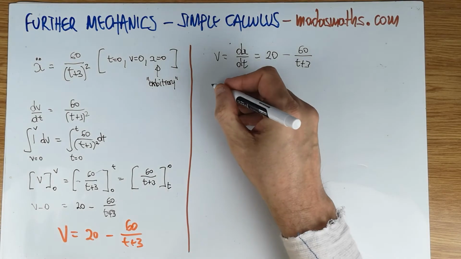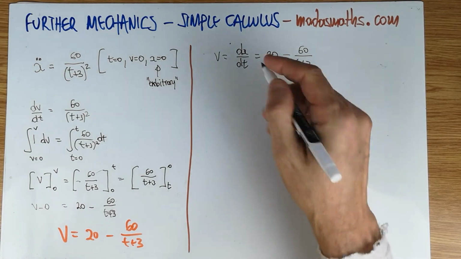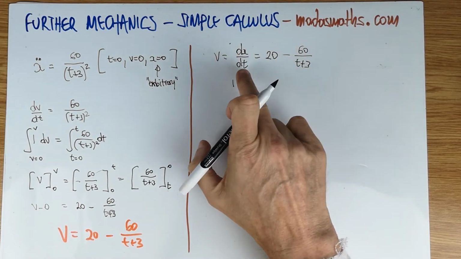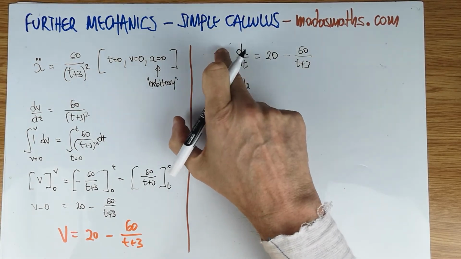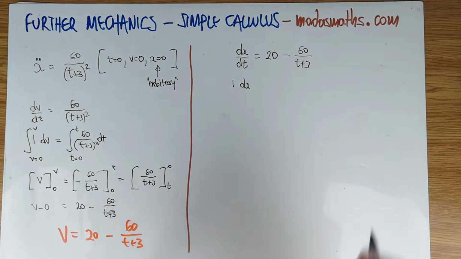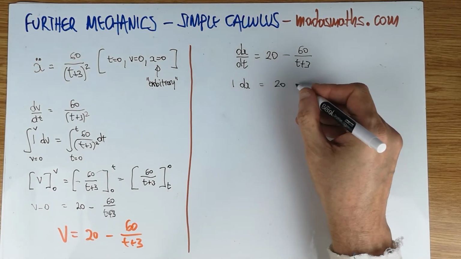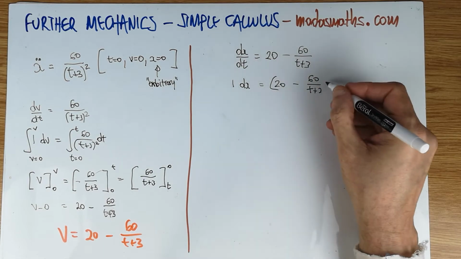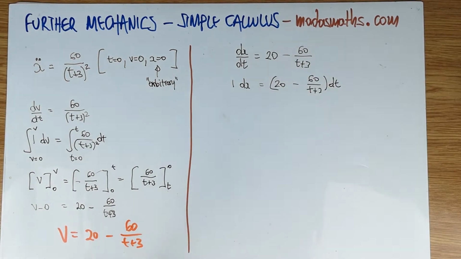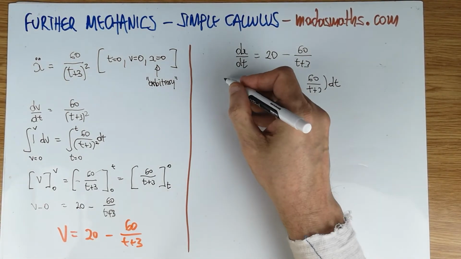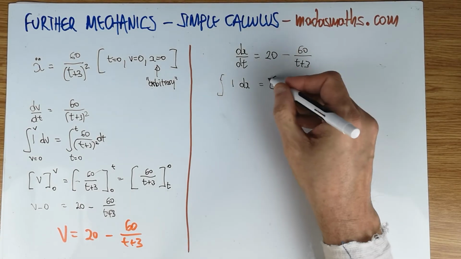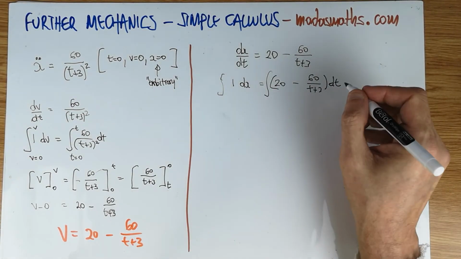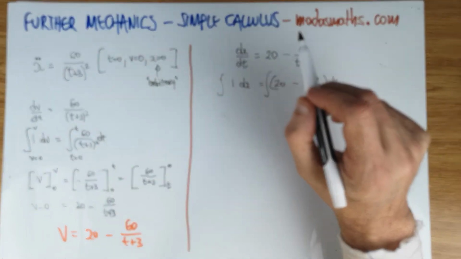Okay, separate variables again. 1 dx, so I'm looking at this bit here. We can remove that, if it's confusing us, is equal to 20 minus 60 over (t plus 3) in a bracket, because all of that is now dt. And now I can integrate both sides of this equation. Again, I'm going to use limits, so I'm not going to have constants of integration.